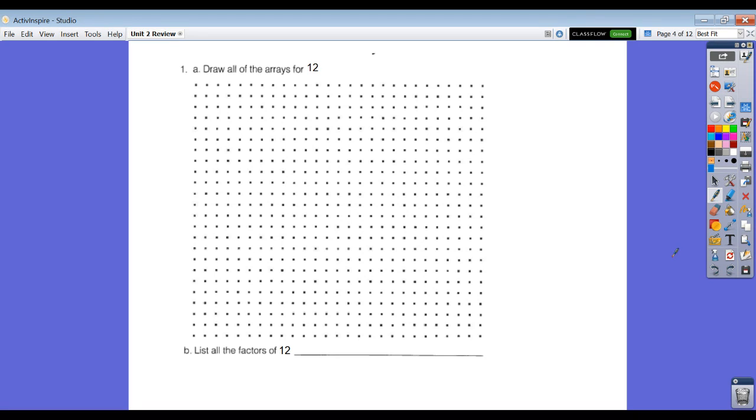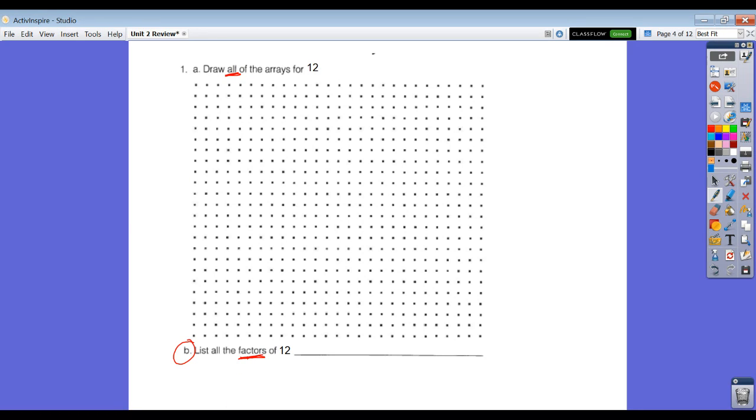It asks that you draw all the arrays for 12. So I'm actually going to jump ahead before I draw all the arrays, and I'm going to do number 2 first. On my page it says letter B, but on yours it should say number 2. I'm going to list all the factors of 12 because once I know the factors, it will be very easy for me to get all the arrays.